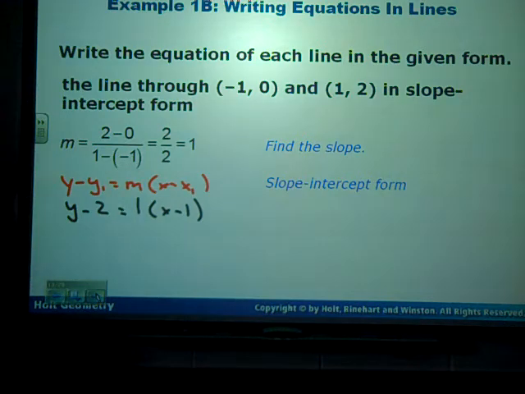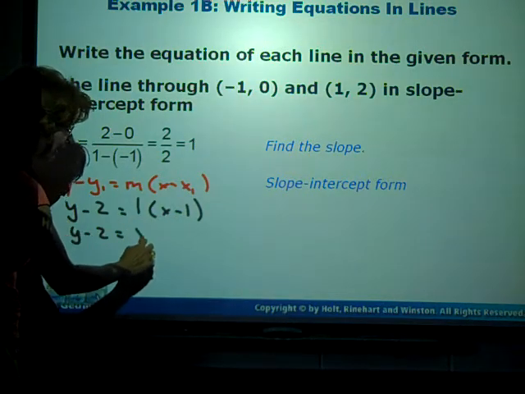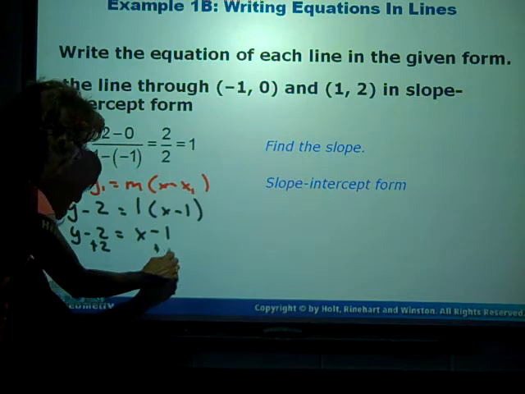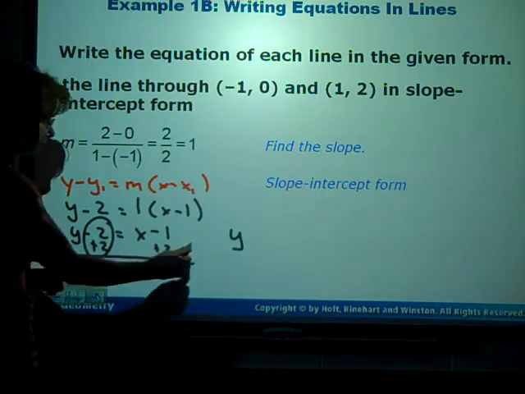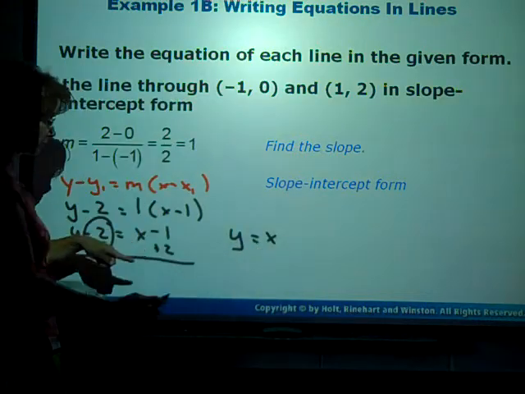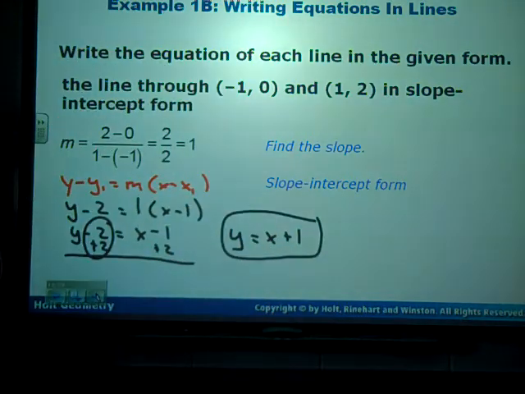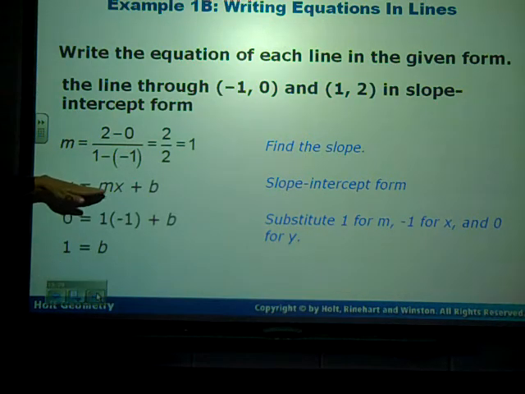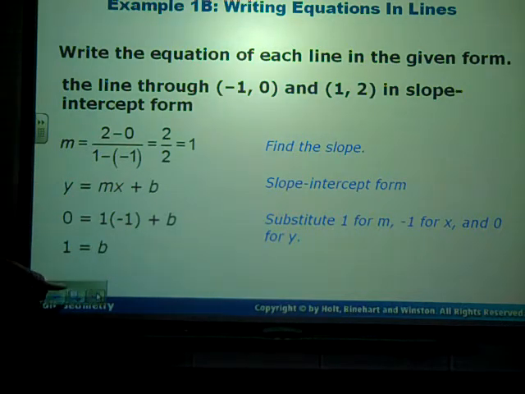Now I just simplify this like you saw me do to get from point-slope form to slope-intercept form. So y minus 2 equals 1 times x is x, 1 times 1 is 1. Distributive property. Add 2 to both sides, and I end up with y equals x minus 2 plus 1, 2 minus 1, essentially. And there is slope-intercept form. Another way to do it is look at your slope-intercept form, put in a point x and y, solve that to get b. So either way will work.